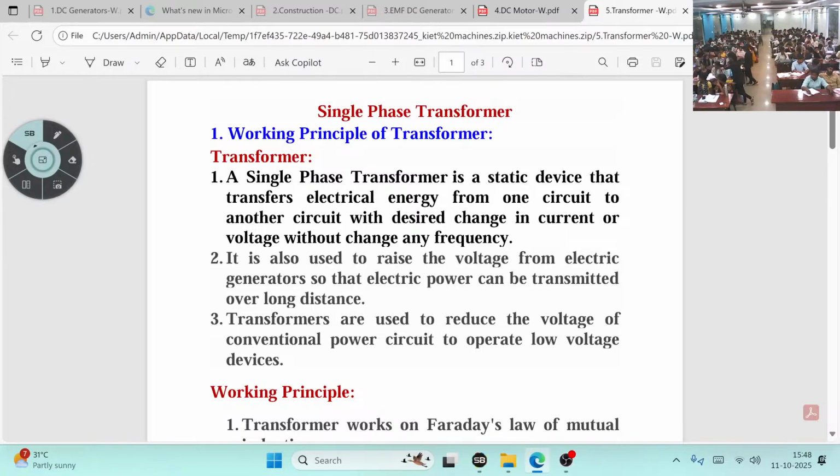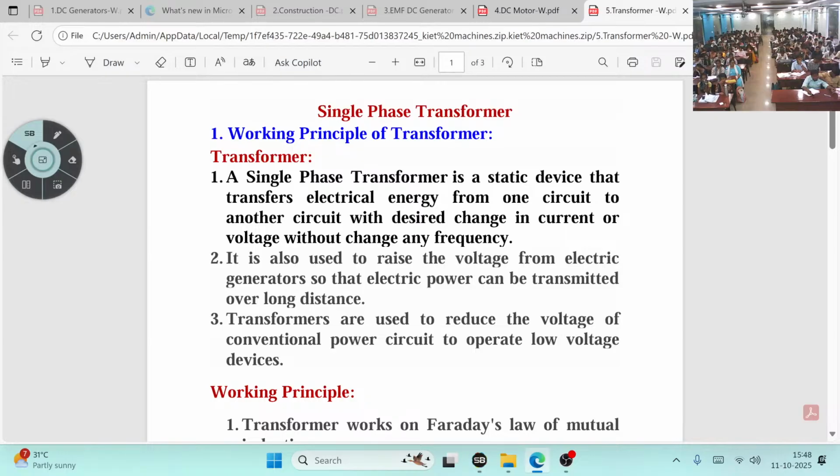So DC generator is over. What about the construction of DC motor? The construction of DC generator is equal to the construction of DC motor. We can use a DC motor as a DC generator, and we can use a DC generator as a DC motor, vice versa. So constructionally, there is no difference between DC generator and DC motor.